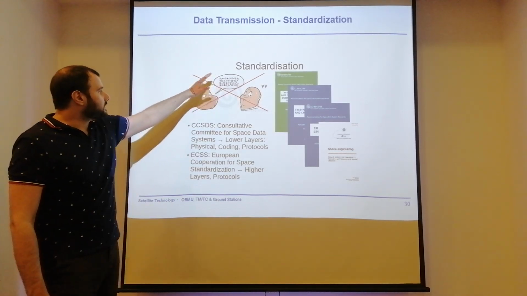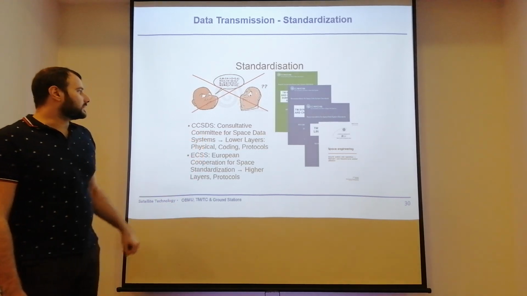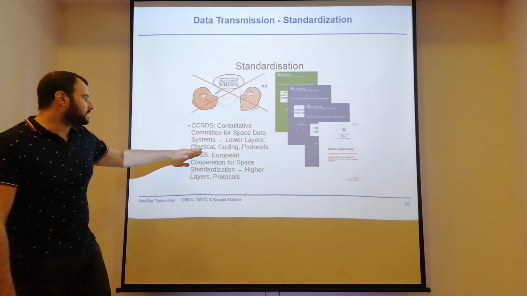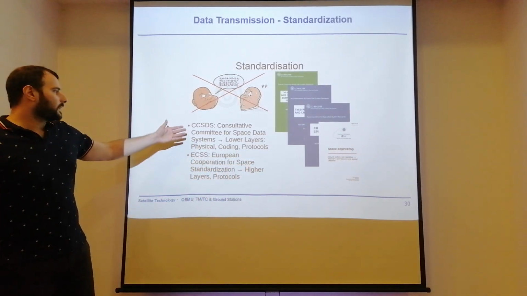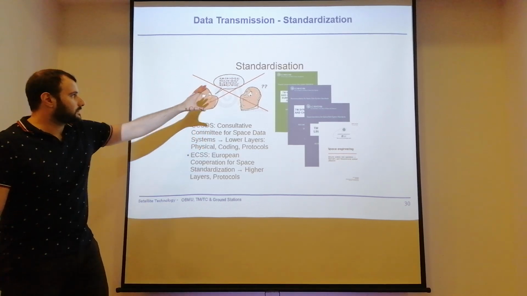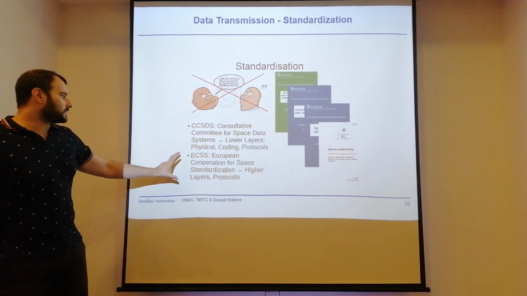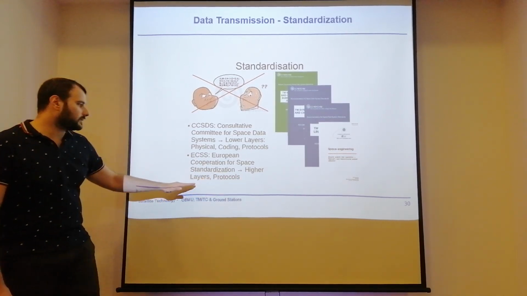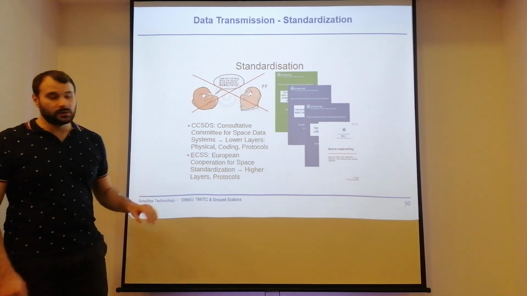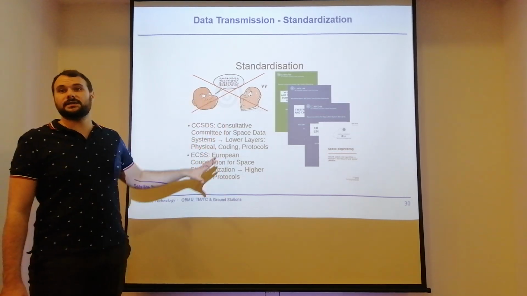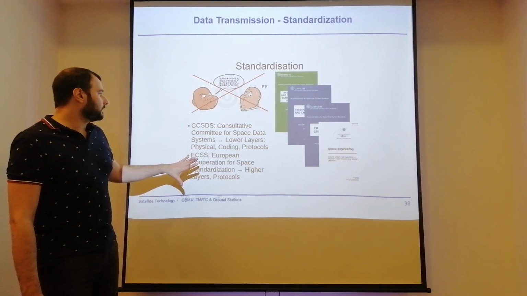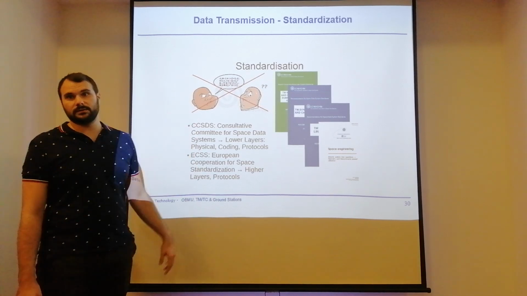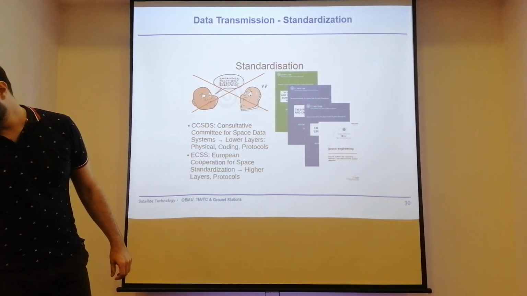One way for the standardization is the CCSDS, the Consultative Committee for Space Data Systems. The lower layers, the physical coding and protocols, are defined by the CCSDS. And there is also the ECSS, the European Cooperation for Space Standardization, for higher layers and the protocols. So this is one way to follow the standardization, at least in the European market. The ECSS is only European, but the CCSDS is also a worldwide standard and commonly used by ground stations and satellites.